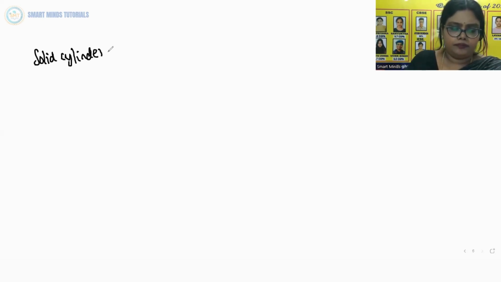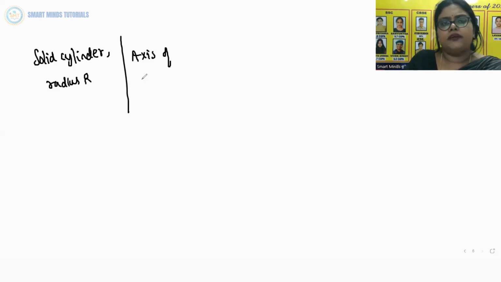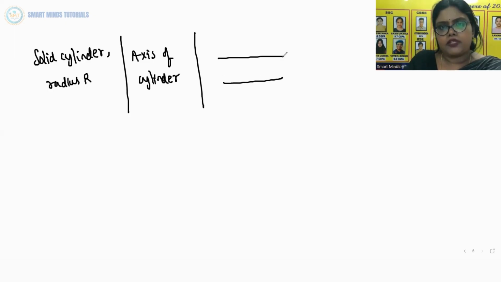Now the next body is a solid cylinder. Solid cylinder, the axis is the axis of the cylinder. And the figure is the same way, but it is closed at both the ends. Closed at both the ends, so you can just fill this like this.